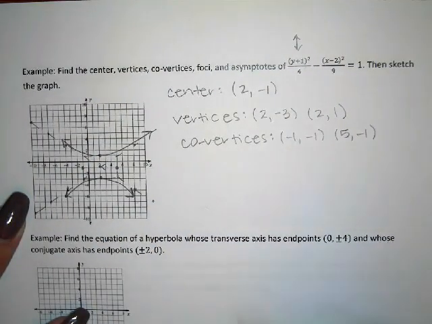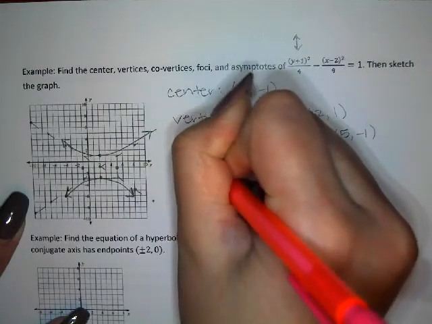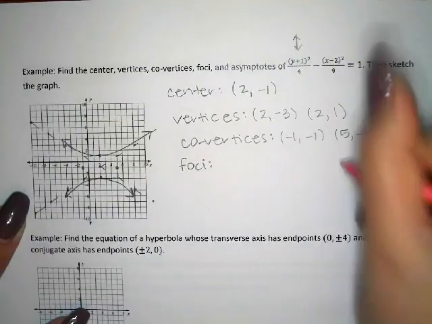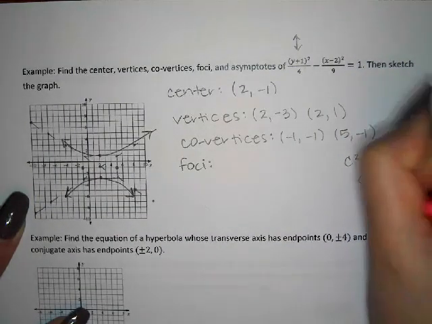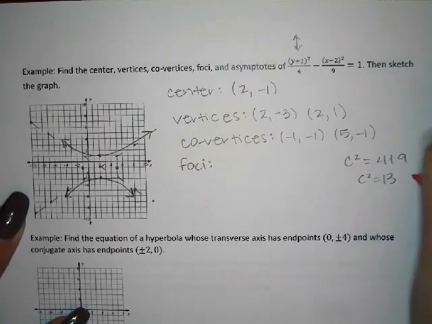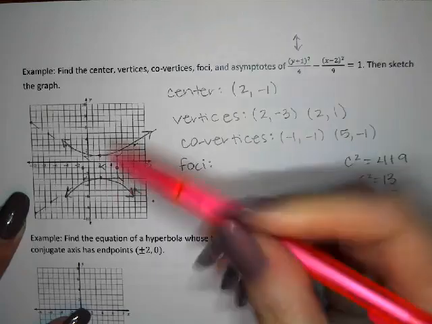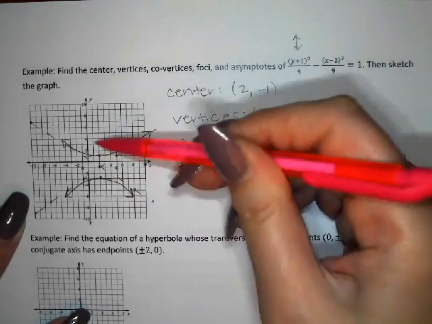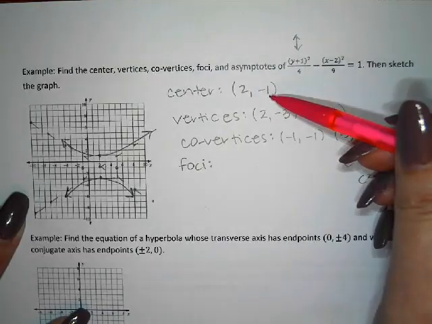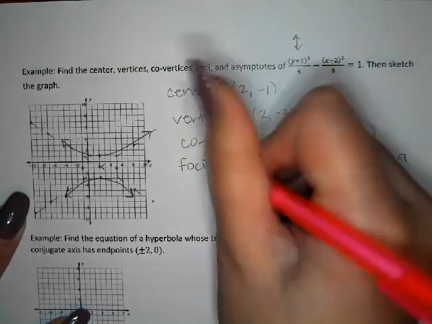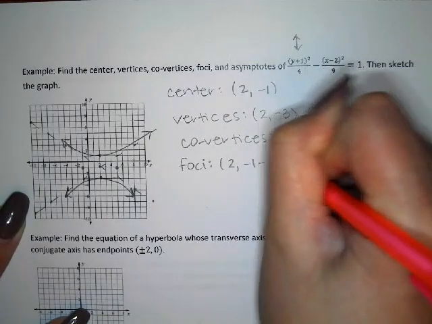Okay, so we have center, vertices, co-vertices. We're going to find the foci. So c squared is 4 plus 9. So c squared is 13, which means that c is the square root of 13. And the foci are in line with the vertices, which went up and down. So I'm going to go up and down root 13 from that y coordinate. So 2, -1 minus root 13, and 2, -1 plus root 13.